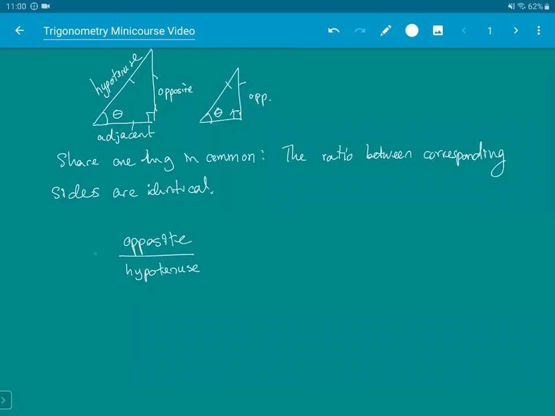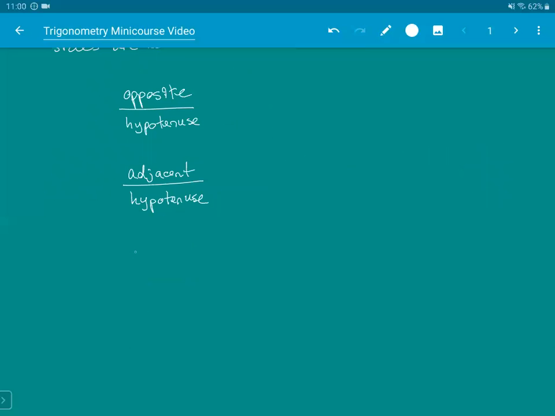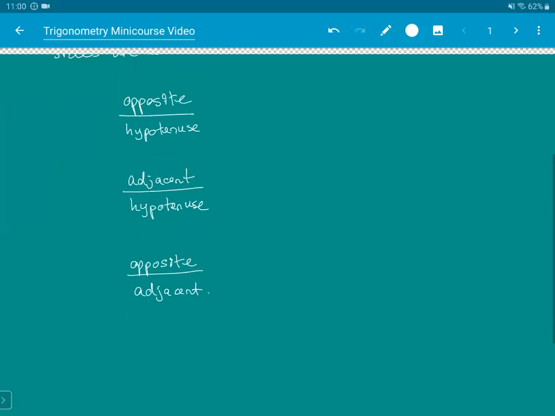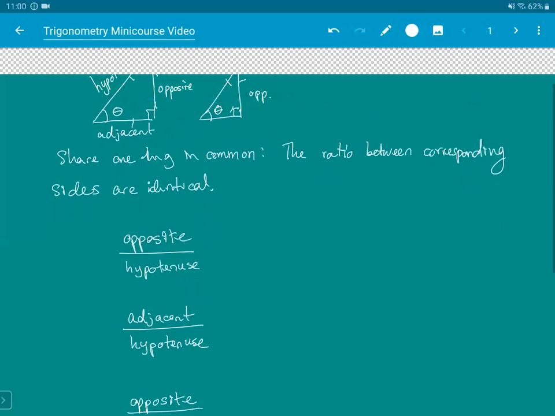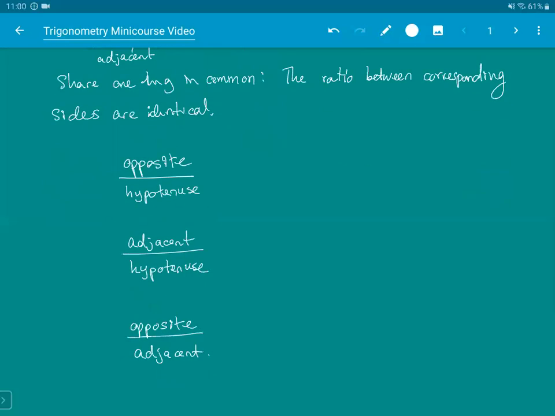And we don't just have to look at opposite and hypotenuse. We could also, for example, look at the ratio between adjacent and hypotenuse. And also we can look at the ratio between opposite and adjacent. So we have the ratios between the three sides. And regardless of what triangle you pick, as long as it's a right triangle with this angle theta, it will have these three ratios identical.